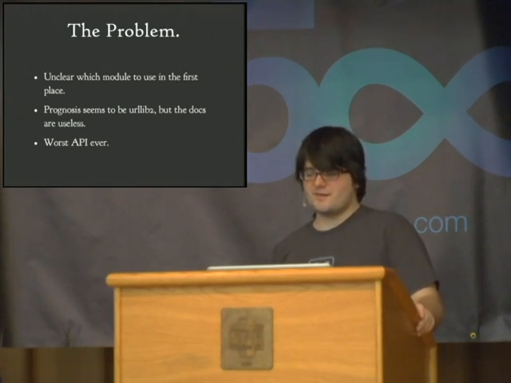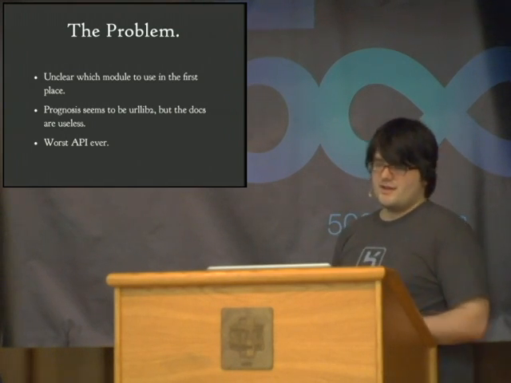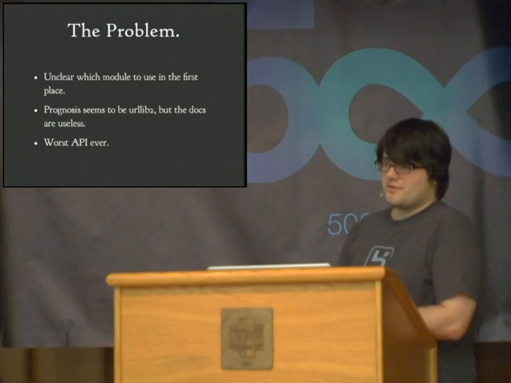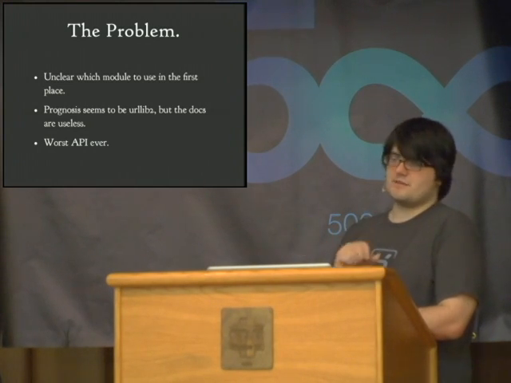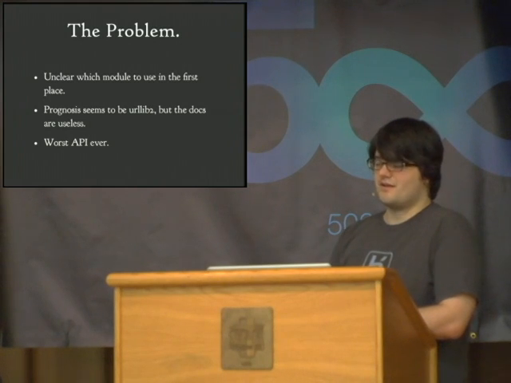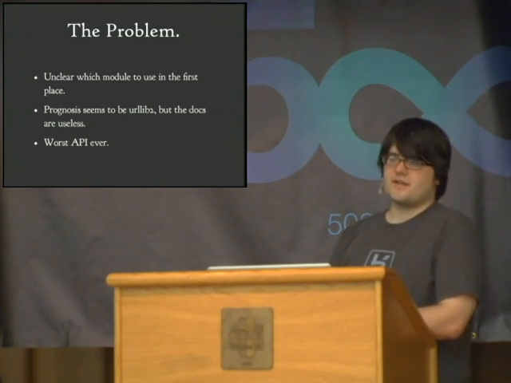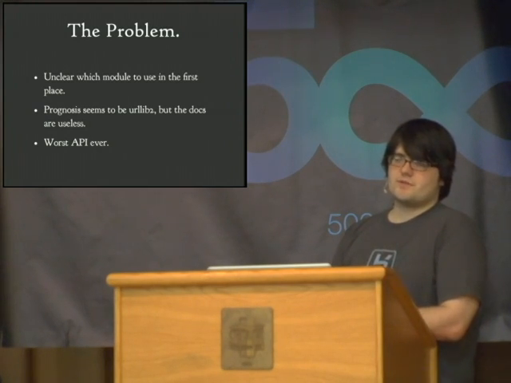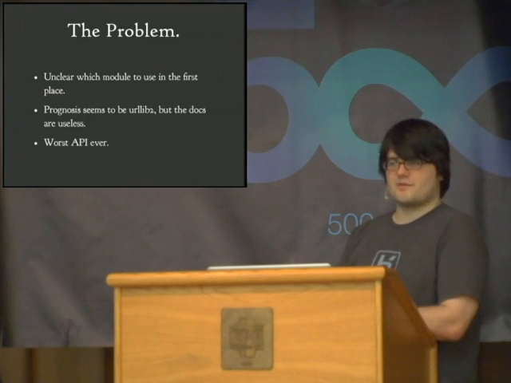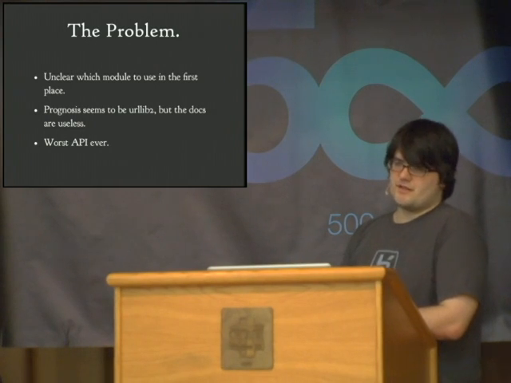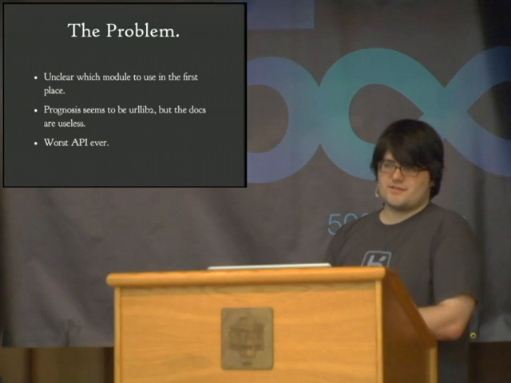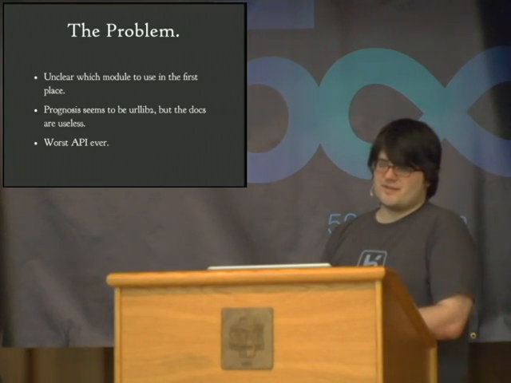So the problem is that it's unclear which module you're supposed to be using in the first place. The prognosis online seems to be that you should be using urllib2, where the docs are really, really bad. If you actually land on the docs, there's very little direction on how to actually make a request. It'll tell you how to make a simple GET request, but nothing with authentication and things like that. If you search online, you'll find Voidspace has written some really great urllib2 documentation, but it's not in the standard library docs, so you have to go find it. And even once you do find that documentation, it's the worst API in the world. It's not easy to understand in any way, and it's extremely frustrating.